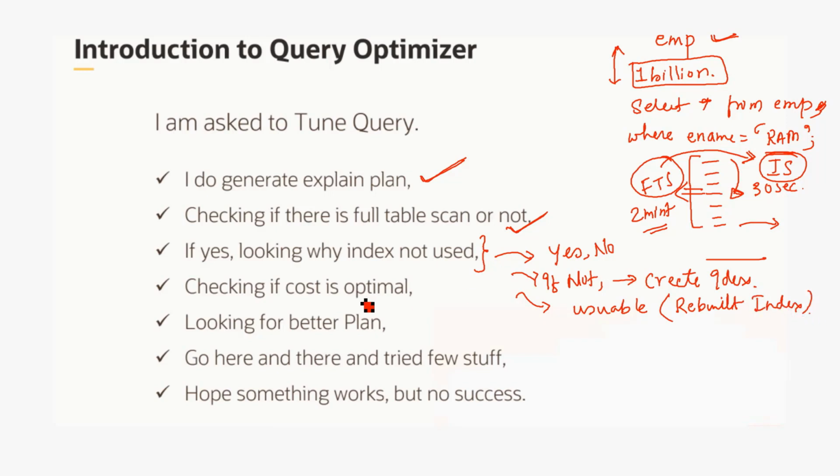Okay. Apart from that, we have to check the costs. It should be optimal. It will check for the better plan, the best plan, and go here and there and try a few steps to improve the plans, hoping something works, but with no success. So these many tasks are assigned to the optimizer to tune a particular piece of query.